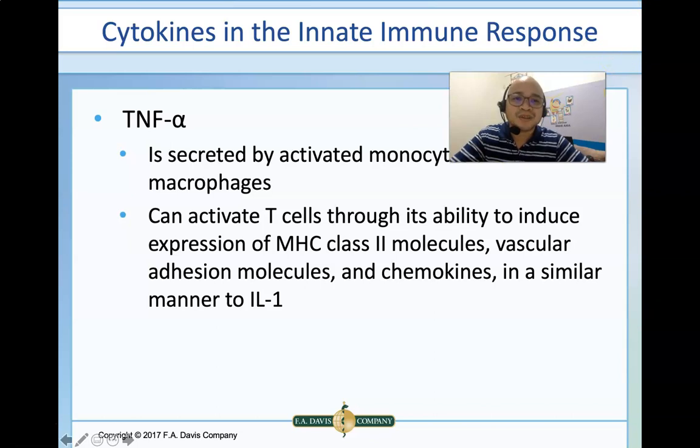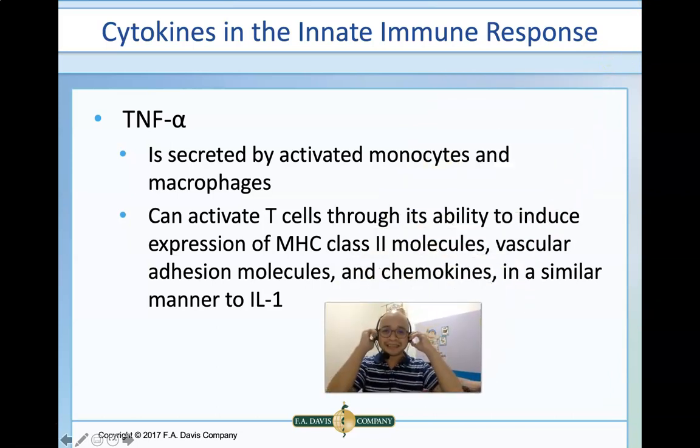Tumor necrosis factor alpha is produced by monocytes and macrophages, again antigen-presenting cells. It can activate T cells through its ability to induce expression of MHC class II molecules, vascular adhesion molecules, and chemokines, in a similar manner to interleukin 1. So it can activate T cells.